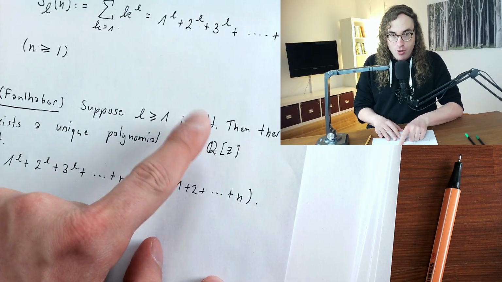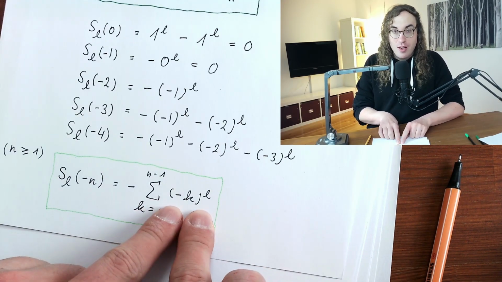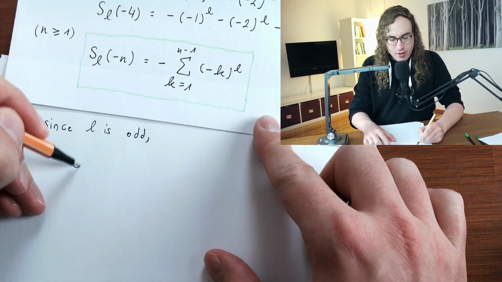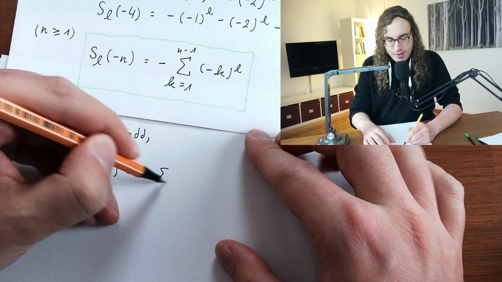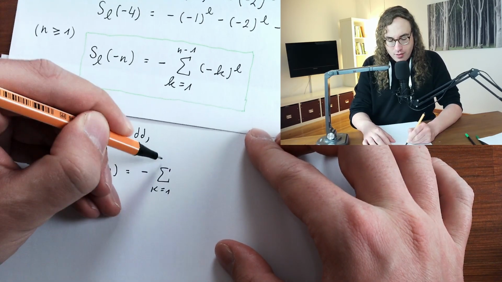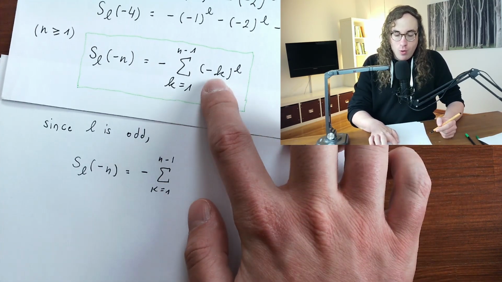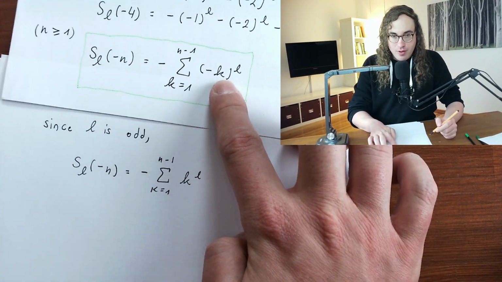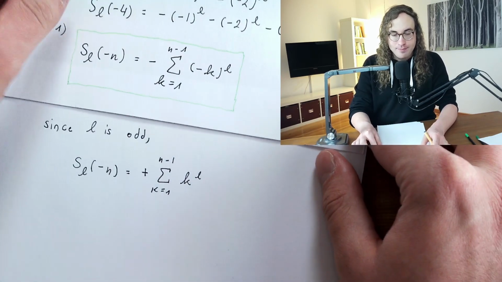Suppose L is odd. Now, the reason why this is relevant is because this allows us to find out what the sign is here. So since L is odd, I know that this actually simplifies to SL of minus n is the same as minus the sum from k from 1 to n minus 1. And now, since L is odd, in all of these I get a negative sign, right? This is k to the L, but all of these with a negative sign. So this cancels this one. So I actually get plus.